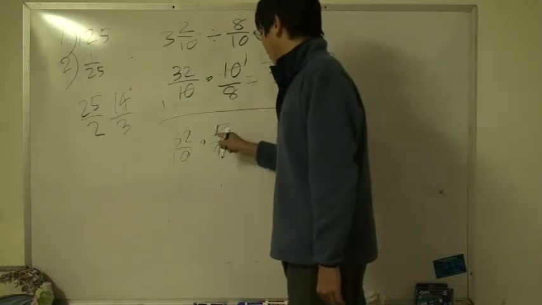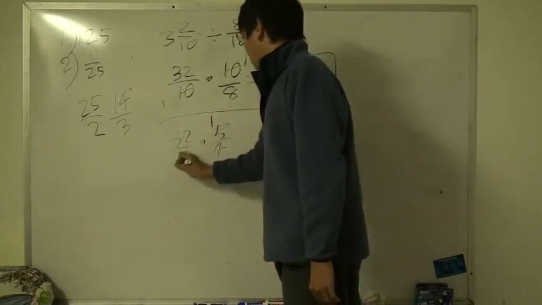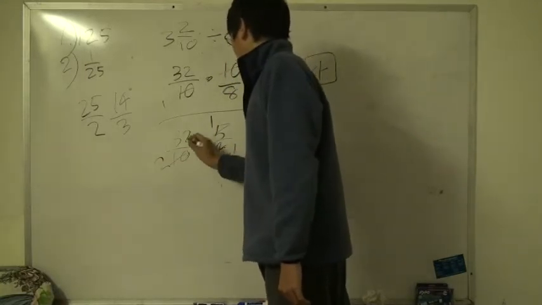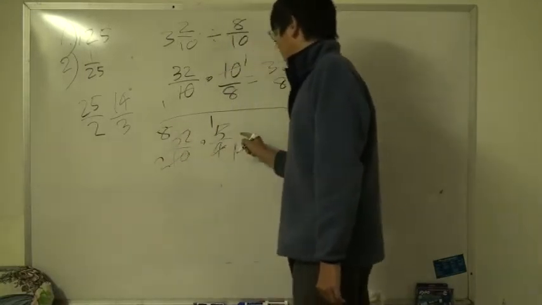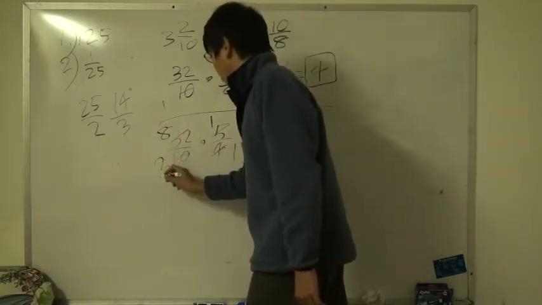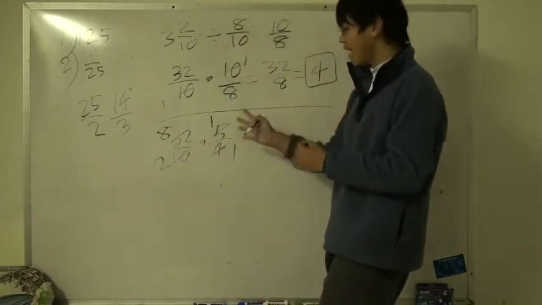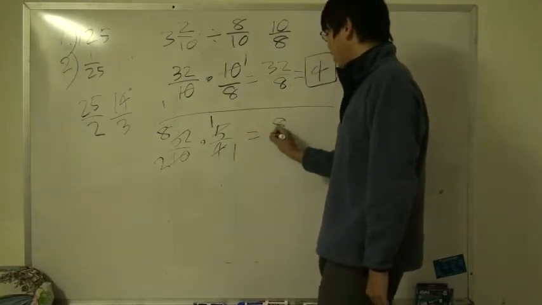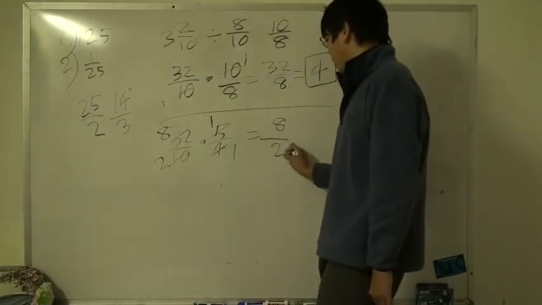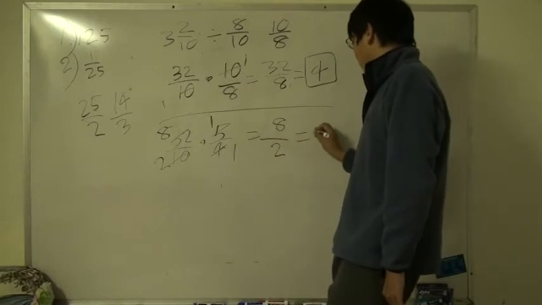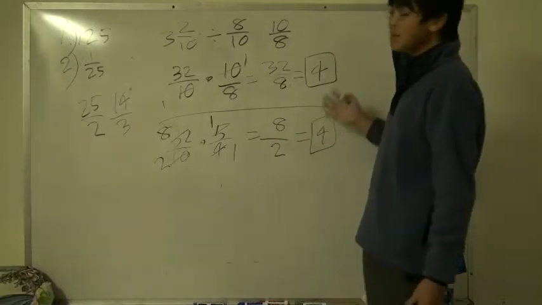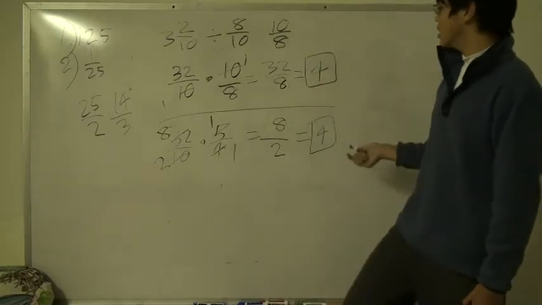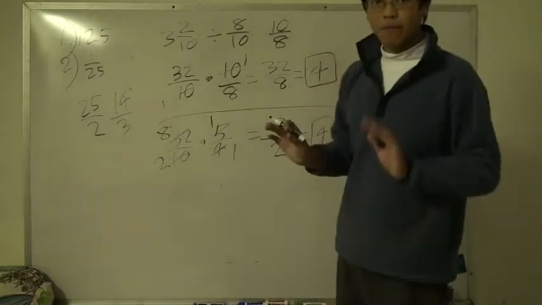We have 1 and 2, and then 1 and 8. So we simplify diagonally on both sides. Now we have 8 times 1 is 8, and 2 times 1 is 2. So that still simplifies into 4. The same idea, you still get the same answer no matter how you approach this. So your answer for number 5 would be 4.